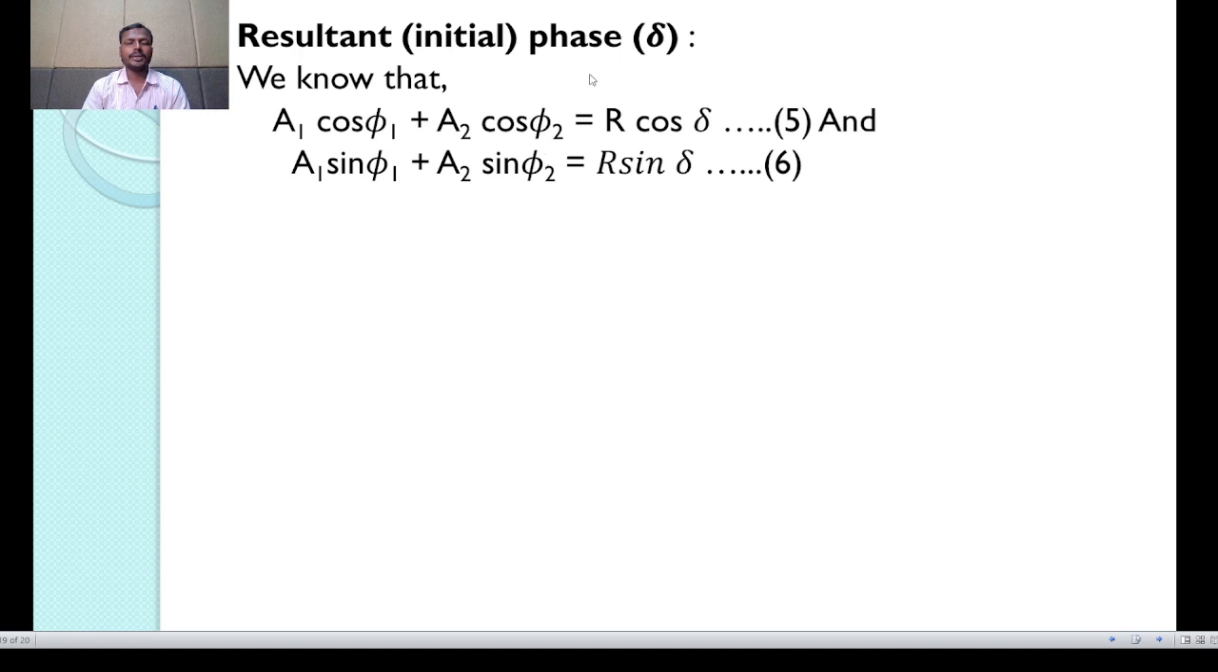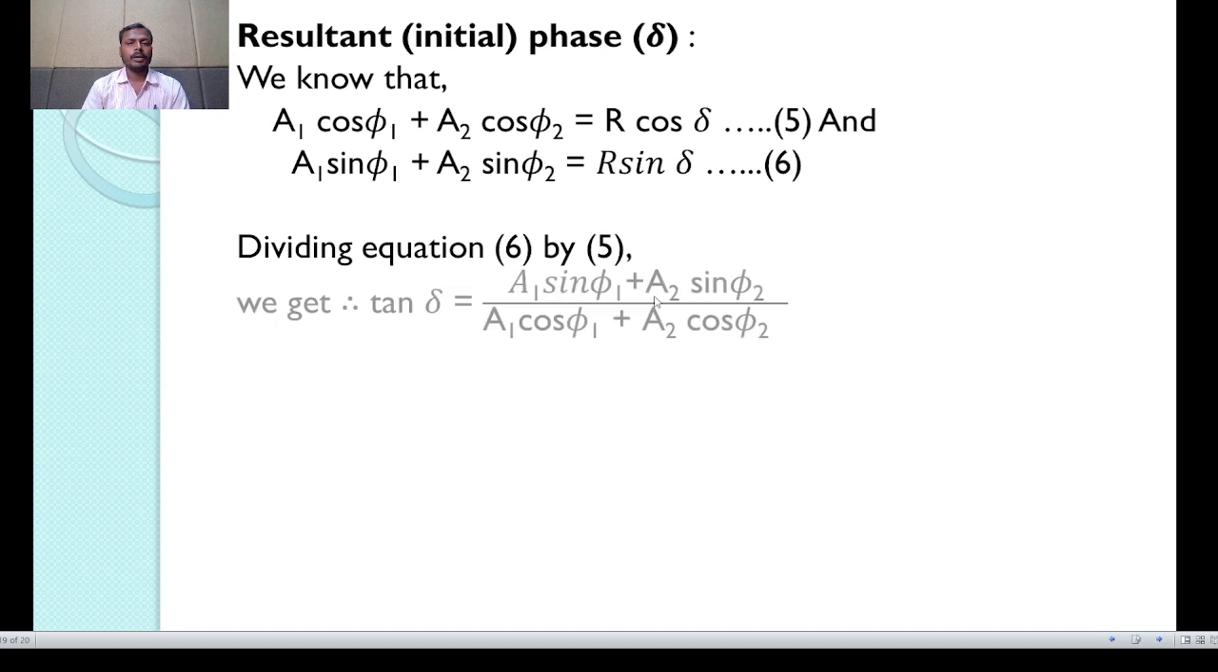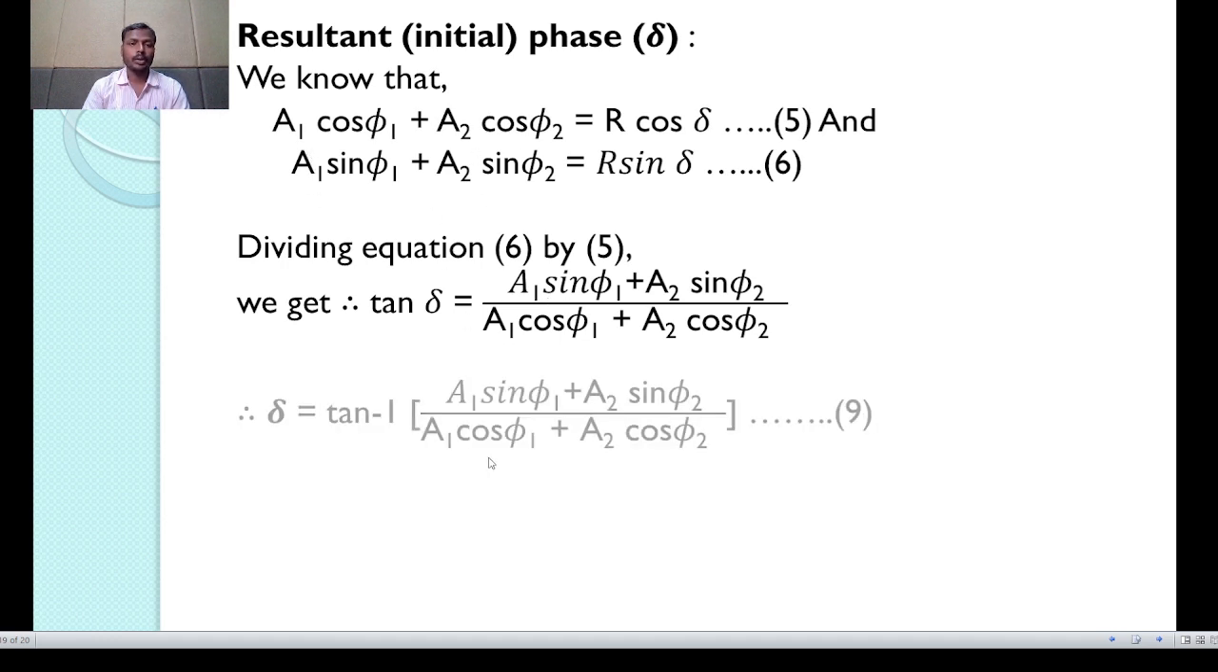Now for the resultant phase, dividing equation number 5 and equation number 6, sine divided by cos is tan, and r gets cancelled. So we can write tan delta is equal to a1 sine phi 1 plus a2 sine phi 2 divided by a1 cos phi 1 plus a2 cos phi 2. So the resultant phase delta is equal to tan inverse of a1 sine phi 1 plus a2 sine phi 2 divided by a1 cos phi 1 plus a2 cos phi 2. This is the resultant phase, that is the initial phase.